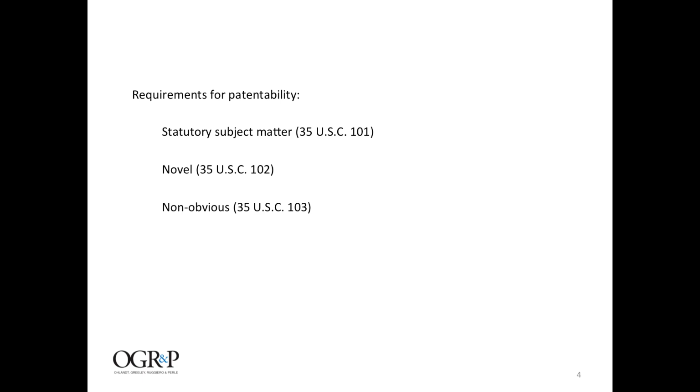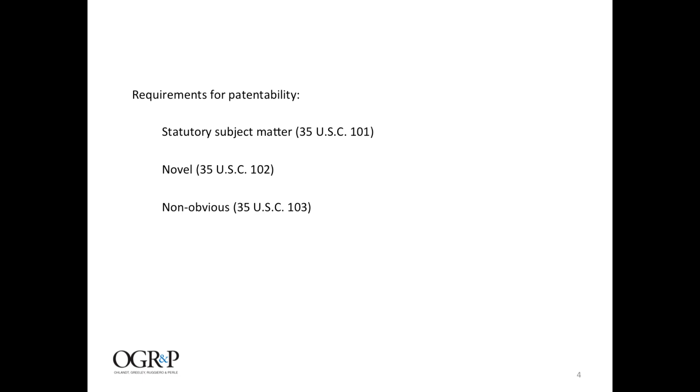Just generally, for any invention to be patentable, there are several requirements. The main three requirements, at least for purposes of this conversation, are that the subject matter of the invention must qualify as something called statutory subject matter. That's defined under a statute referred to as 35 USC 101. USC stands for US Code. Additionally, the claimed invention must be novel, as defined in 35 USC 102, and non-obvious.